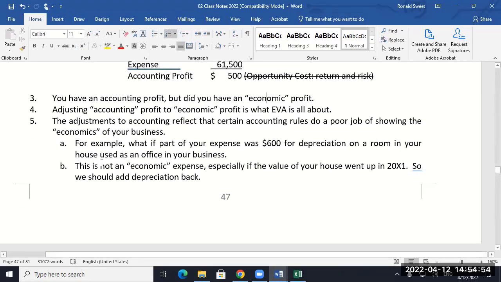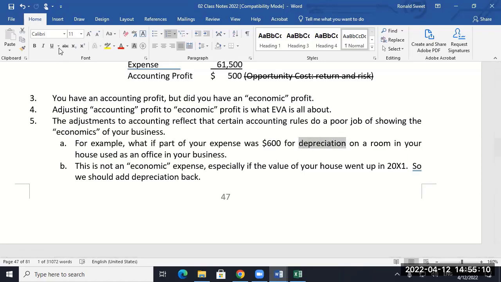And so what EVA is going to do is say, let's take that accounting profit and let's adjust it. Adjust it for what? Well, are there things in accounting that really we know are not economic? And there's one really obvious one. Do y'all remember this one? Depreciation. What's depreciation? What does your accounting classes say?